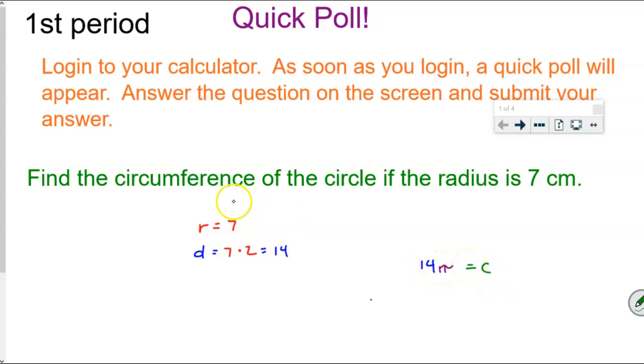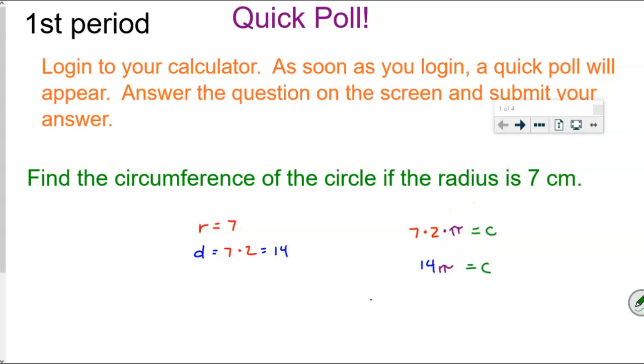Now, with that being said, if I have the radius, I'm taking the radius, doubling it, and then multiplying all of that by pi, and that will give me the circumference. You don't have to say I always have to have the diameter. Just understand the relationship between diameter and radius. If you know the diameter, you just multiply by pi. If you know the radius, you double it and then multiply it by pi.